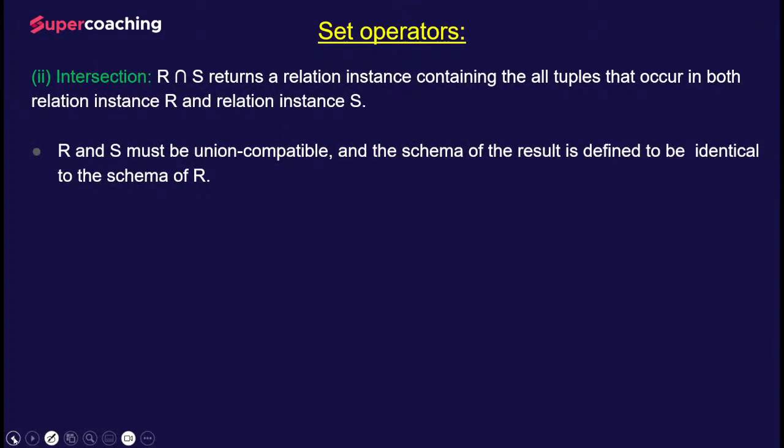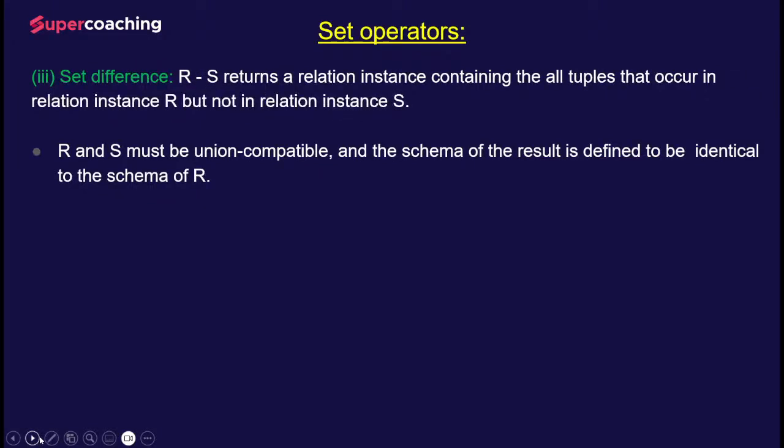So union we have already covered. Next one is intersection. Intersection will return the relational instance which contains the set of all the tuples that occur in both the relational instances R and S. When can we take the intersection of R and S? When they are union compatible, and the schema of the result is defined to be identical to the schema of R. That means the structure of the relational instance will be the same as that of the input. Okay. Next one is set difference.